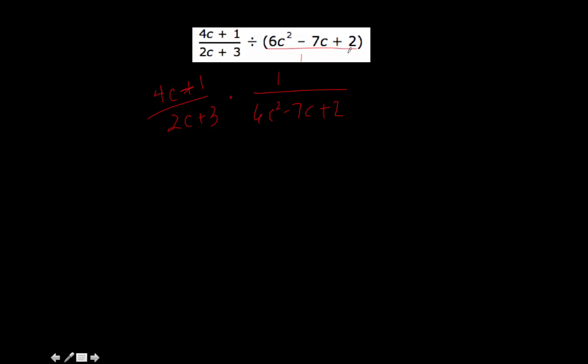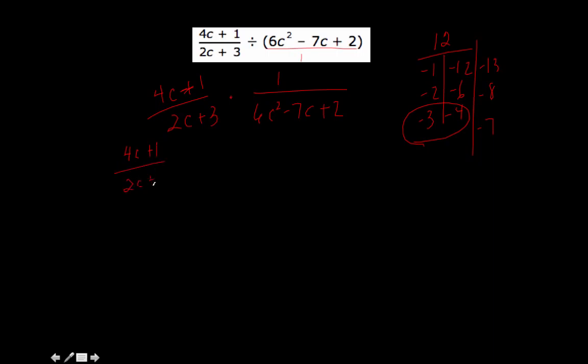So we have to do 6 times 2, 12, positive, so they'll match. This is negative, so they'll be negative. We want a negative 7, so we want this. So we have 4c plus 1 over 2c plus 3 times 1 over 6c squared minus 3c minus 4c, because remember we're just replacing this, plus 2.